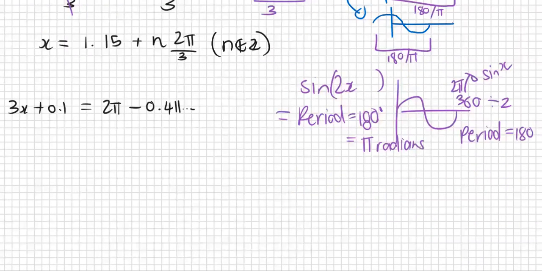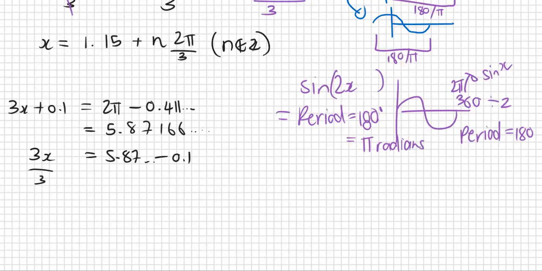Now we do the same thing again. So 2 pi minus 0.411. In the calculator, make sure you're in radian mode, 5.87166 and so on. Then we take 3x equal to that, so 5.87 minus 0.1.